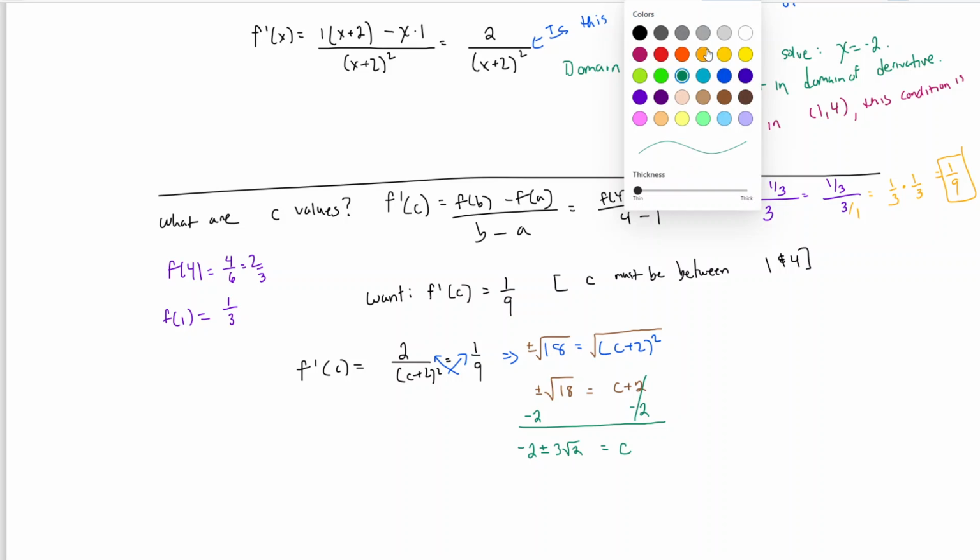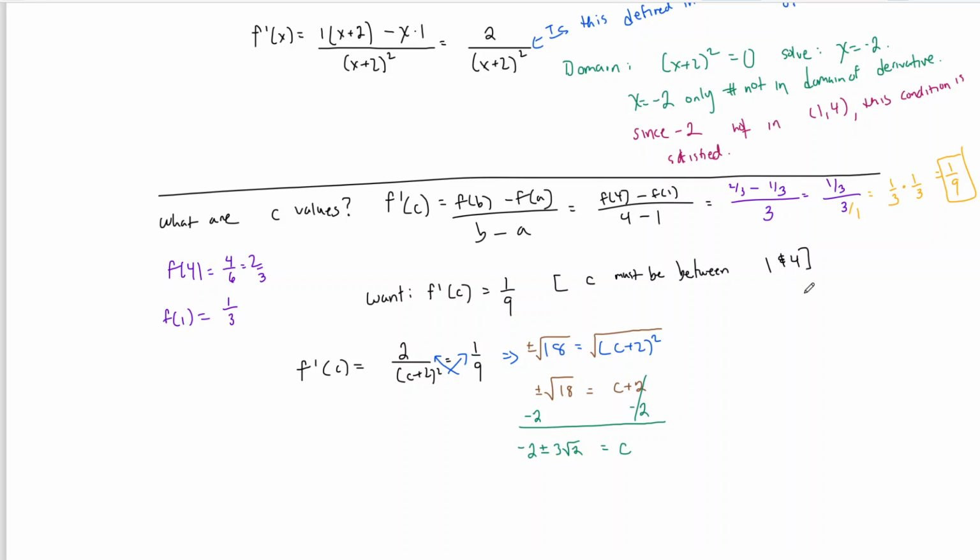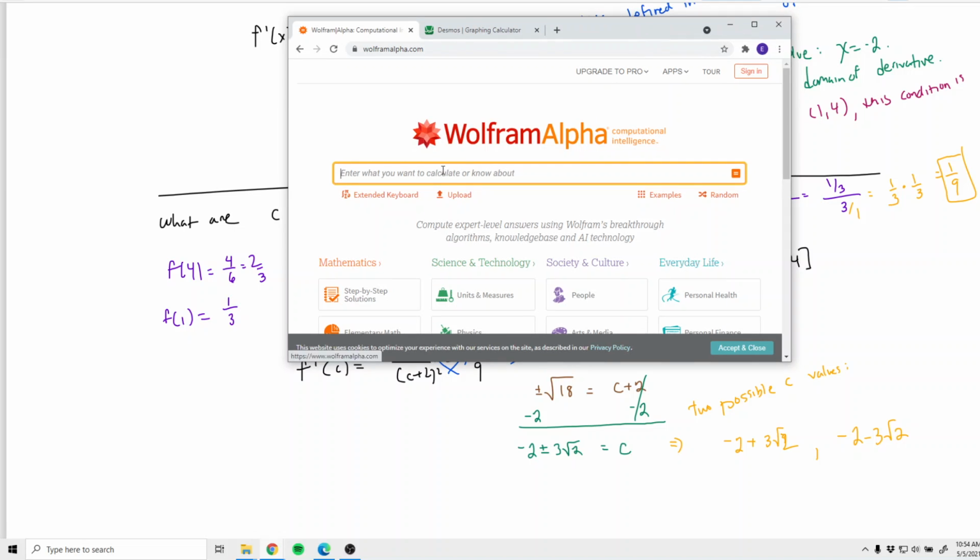And we just found the 2 c values that might work. So the 2 possible c values are negative 2 plus 3 times the square root of 2, and negative 2 minus 3 times the square root of 2. Well, you definitely need to make sure they're between 1 and 4. If neither one is, well, then there is some mistake because there has to be at least one, but we don't know if they both are or not. So let's go ahead and check.